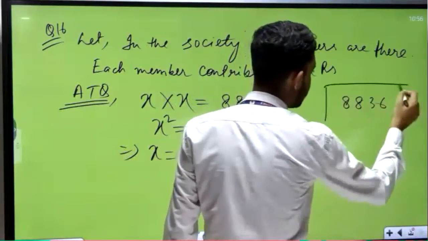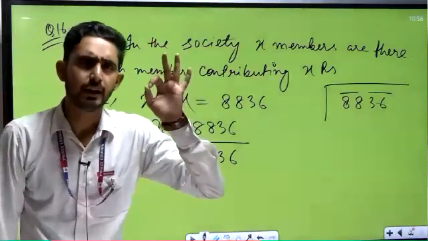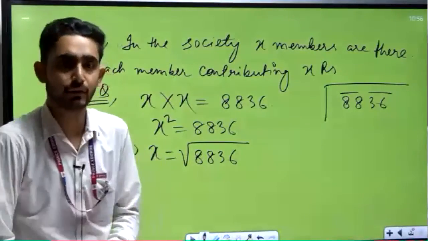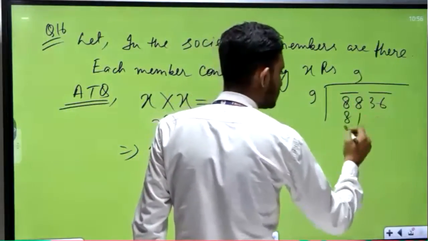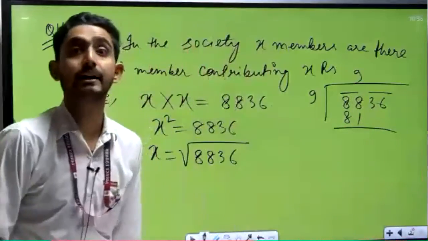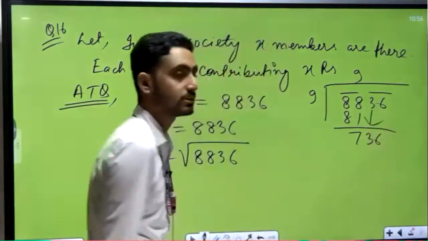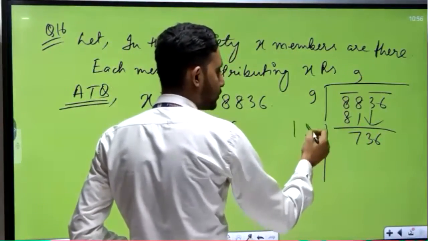First of all, you have to make pairs. Now think, all of you, before 88, which square number will come? Which one? 81, all of you know. So 9, 9 ja 81. 88 minus 81, 7 is there. And 36, this pair comes down. Okay, what is the next step? 9 plus 9, put it here, 18.